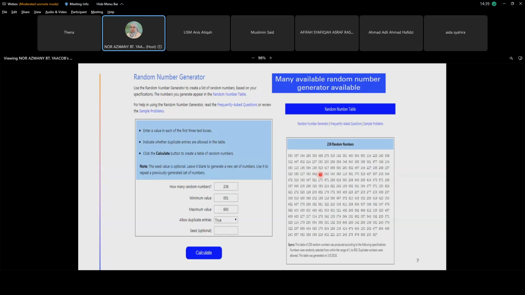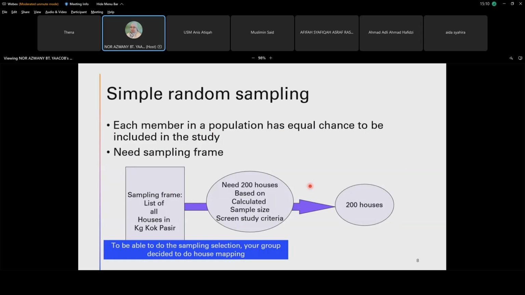So you may start, this is for the software calculator, and then they will highlight the number, so you can just get, okay, number 590. So you have 590 is Encik Ahmad, or something like that. So you have to explain that. You have to choose and explain. For example, simple random sampling, this is the meaning of it. That means each member in the population has equal chance to be selected.